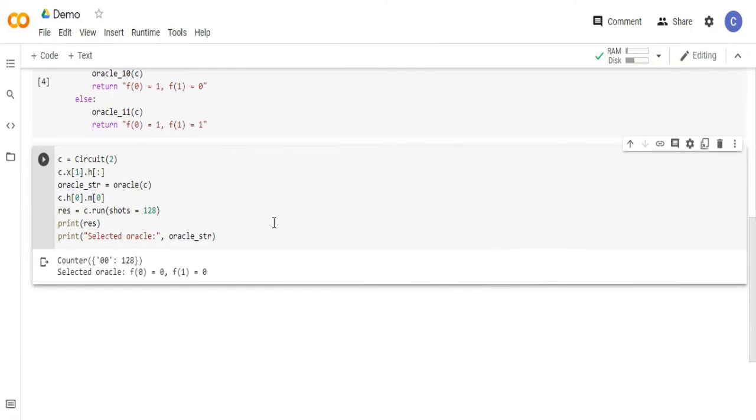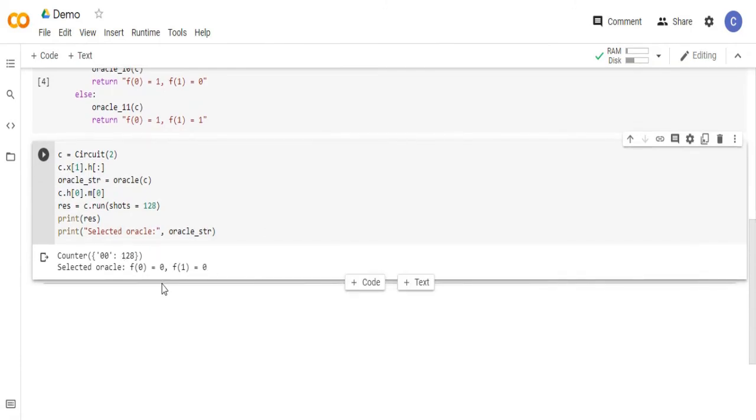If the oracle is f(0) equals f(1), then all measurements are 0, 0. If the oracle is f(0) does not equal f(1), then the measurement results are all 1, 0. Therefore the result is 0, 0.